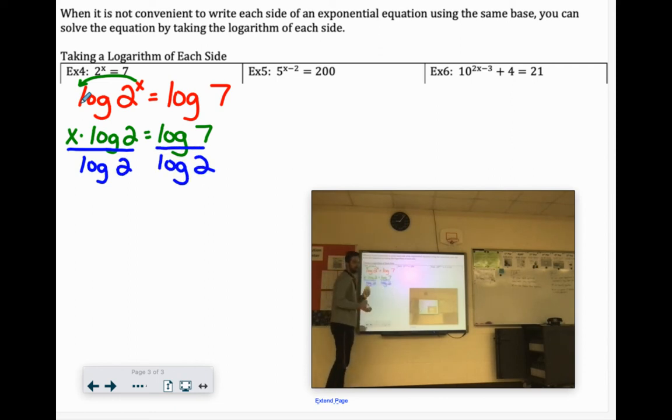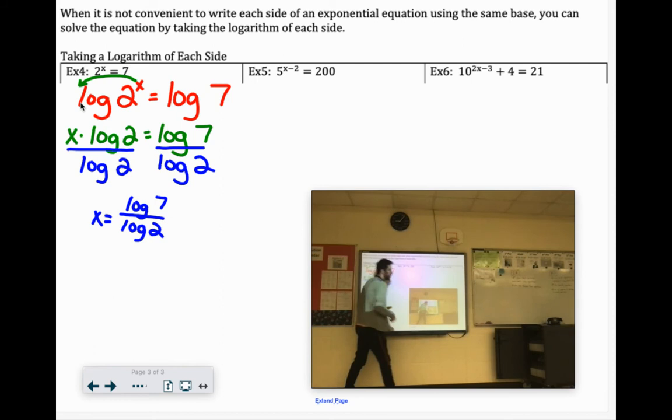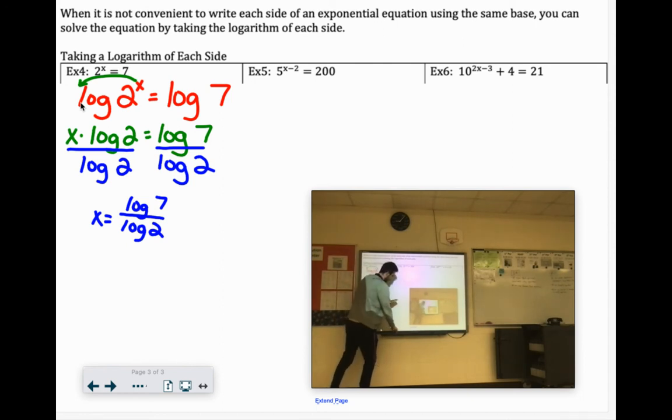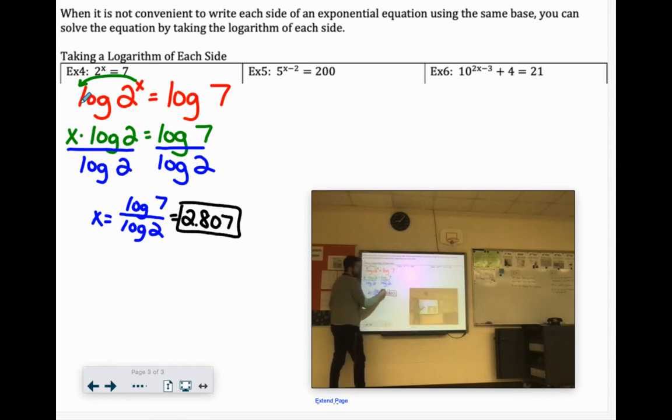Now, if they were saying, give us an exact answer, your exact answer would be x equals log of 7 over log of 2. But that's not how we're going to roll. We're just going to go in the decimal version of that, and we're going to round it to 3 decimal places. So log of 7 divided by log of 2, 2.8073. So 2.807. So again, if they don't have a common base, log it, baby.